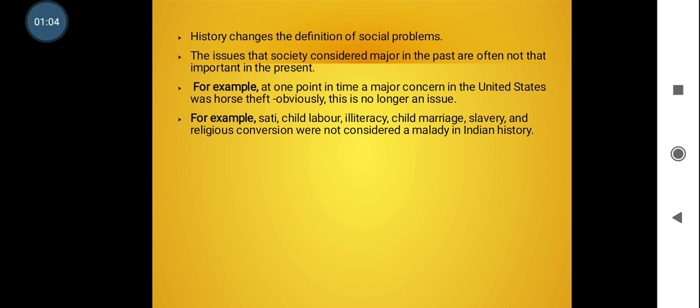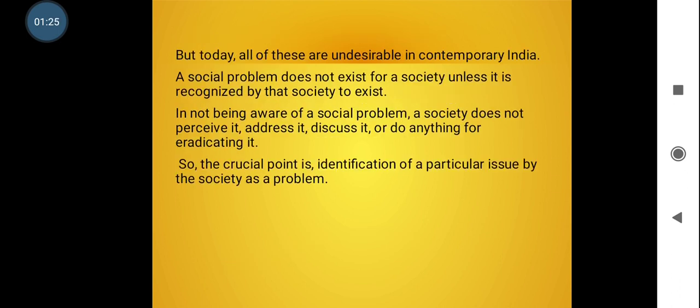For example, at one point in time, a major concern in the United States was car theft. Obviously, this is no longer an issue. Another example: sati, child labor, illiteracy, child marriage, slavery, and religious conversion were not considered a malady in Indian history. But today, all of these are undesirable in contemporary India.